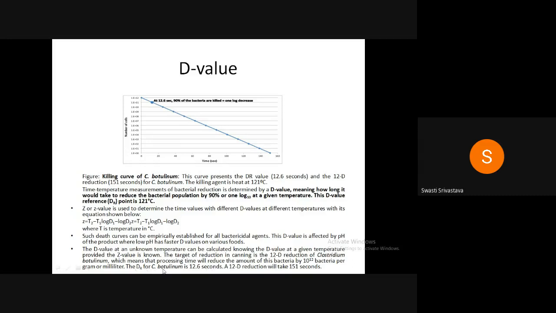The D value for C. botulinum by heat will be 12.6 seconds, and the 12D reduction will take approximately 151 seconds in this case. So if you want to reduce the contaminant to this particular level, then the duration required will be 151 seconds. This gives you information on how much time the microbe will take to be killed and in what time you can achieve the decontamination of the processes or the product. Thank you.